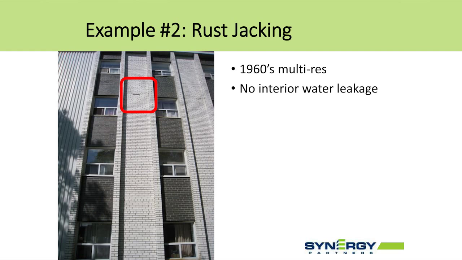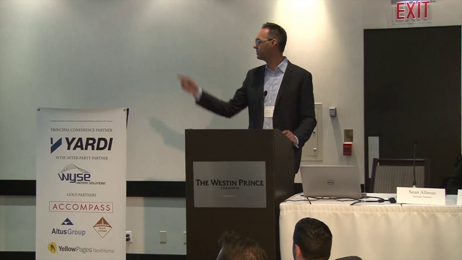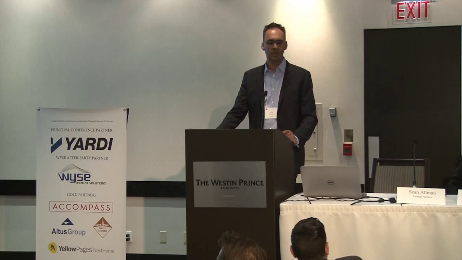Good. Okay, let's move on to a second example here. This is a 1960s multi-res building. Similar situation where there's no really apparent issues. You know, walking around the outside of the building, you really don't see a lot. There's one brick spall. There's no reports of leakage.